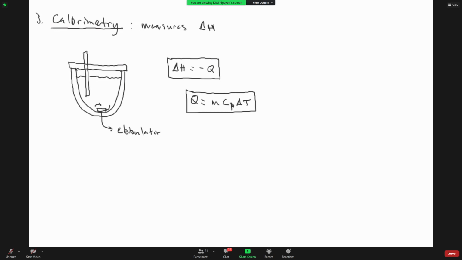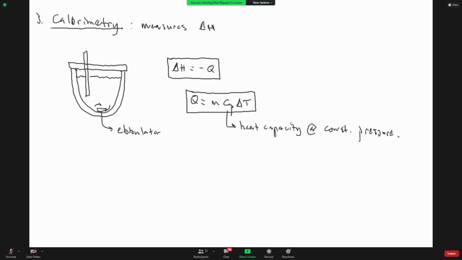Cp is heat capacity at constant pressure. C subscript P. Pressure. Heat capacity at constant pressure. Okay. And go back and look at work and energy. This is an equation that I've already covered before.